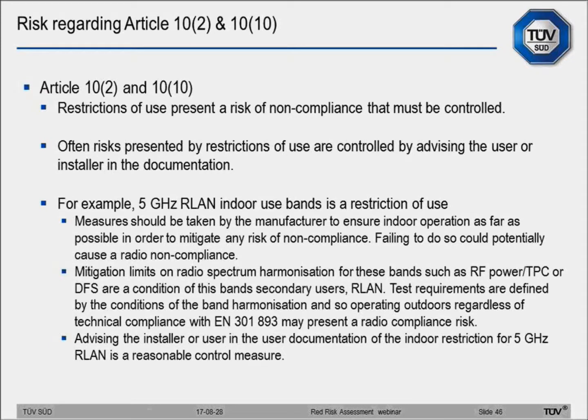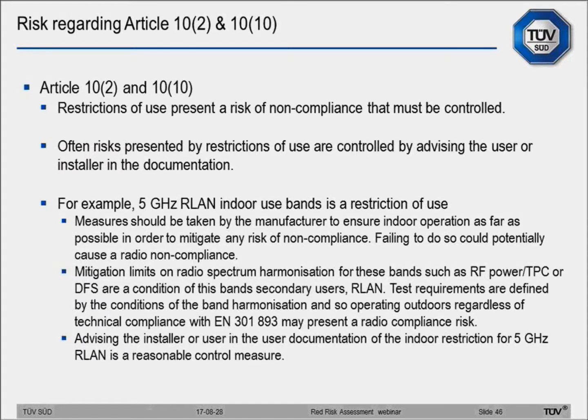It's important to note that mitigation limits on radio spectrum harmonization for these bands, by example, such as RF power, transmit power control, or DFS, are a condition of these bands' secondary users, RLAN. Test requirements are defined by the conditions of the band harmonization, and so operating outdoors, regardless of technical compliance with, for example, EN 301893, may still present a radio compliance risk. Advising the installer or the user in the user documentation of the indoor restriction for 5 GHz RLAN is a reasonable control measure in combination with the required testing.